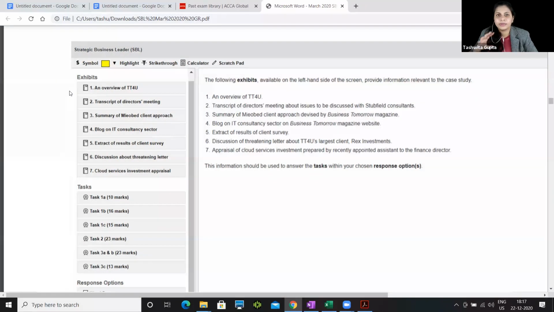That is one of the models. And then a blog on the IT consultancy sector. Then an extract of results of a client survey, discussion about a threatening letter, cloud services, investment appraisal. Now, if I tell you about this overview of TT4U, this could be used in various requirements.